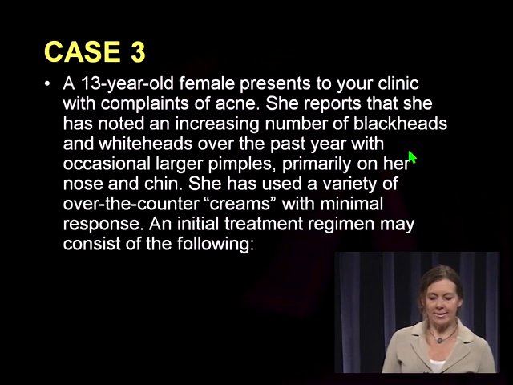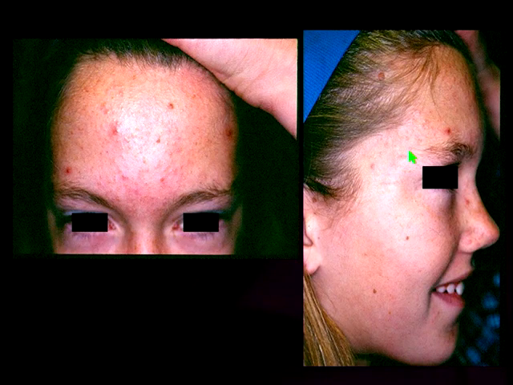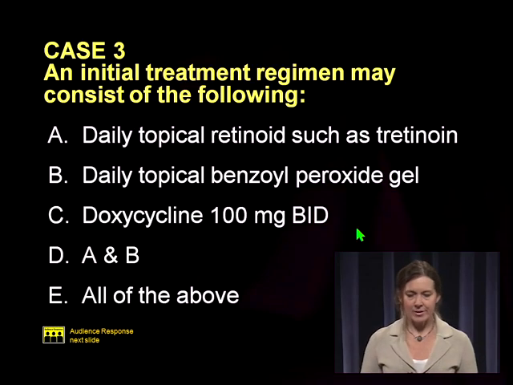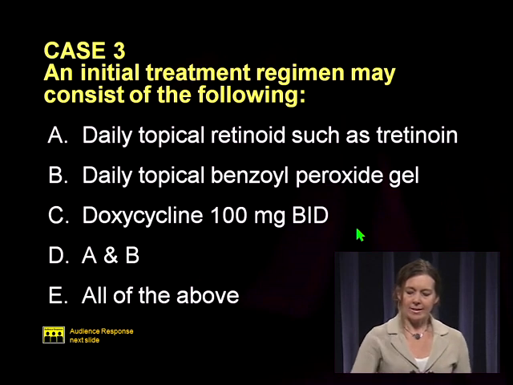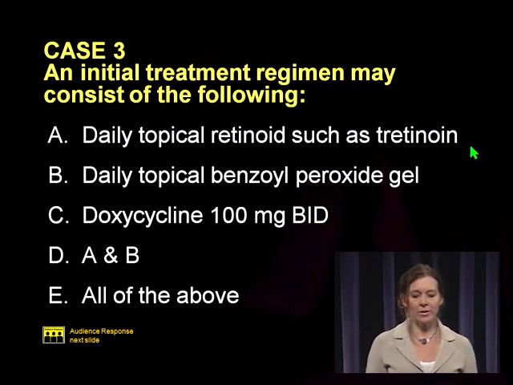Initial treatment regimen might consist of the following. So here is the young lady, and you can see that she has a combination of comedones on her skin as well as a handful of inflammatory papules, pretty clear here on her cheeks. And you're deciding how to approach her, so she's only used some over-the-counter topical medicines without a lot of response. So are you going to give a daily topical retinoid, such as tretinoin, daily topical benzoyl peroxide gel, doxycycline 100 milligrams twice a day, A and B, which would be a topical retinoid and a topical benzoyl peroxide, or all of the above?